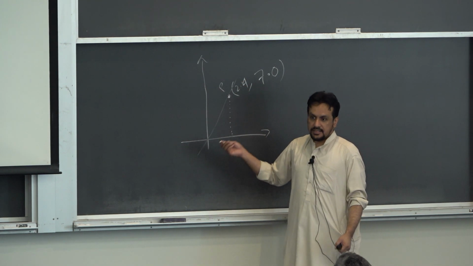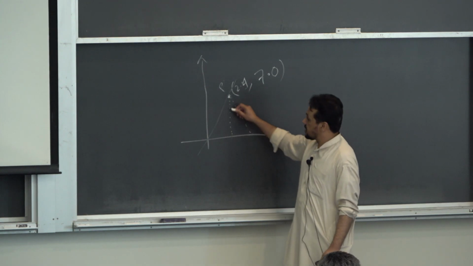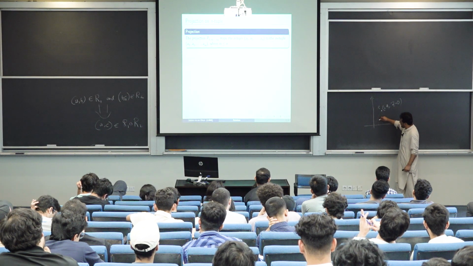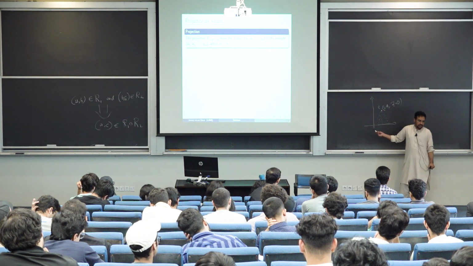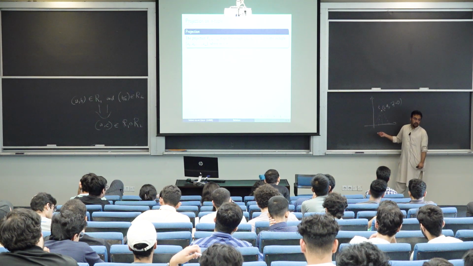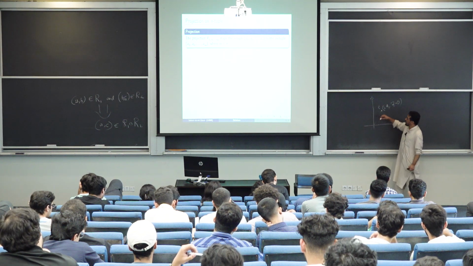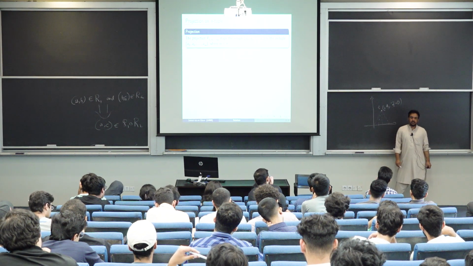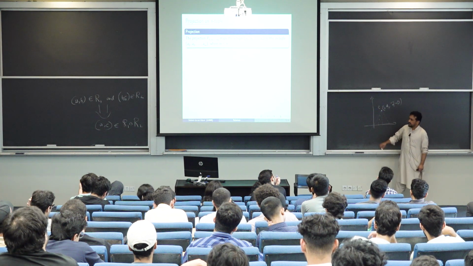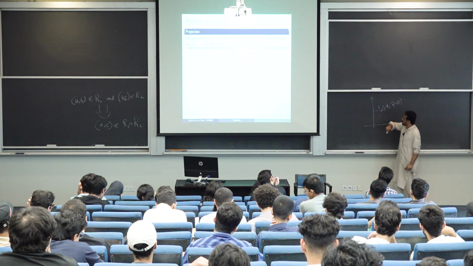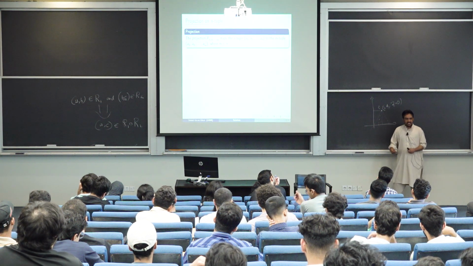This point isn't closer. This point isn't closer. That's simple Pythagoras theorem, right? The hypotenuse is always bigger than the perpendicular, right? So because here the base is 0, this is what's called projection, right? What is the projection of this vector on the y-axis? 7.0, right? And that's the closest point to this thing.